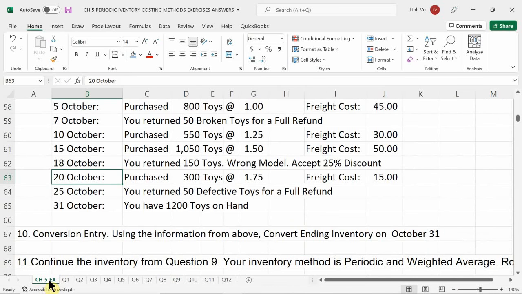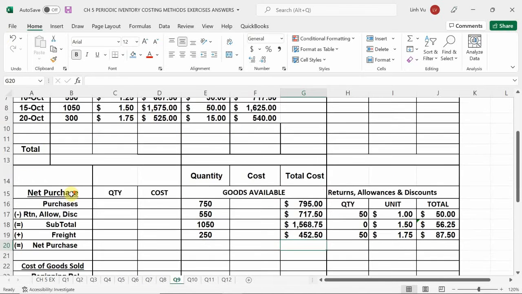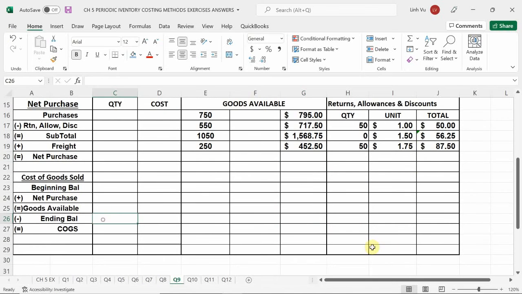And it says to me right here that on October 31st, you end up having a remainder of 1,200 toys on hand. So someone went down to the basement and counted that you have a total of 1,200 toys on hand. So that means I reached the end of my cycle here, and I need to record that my ending balance is 1,200 units.